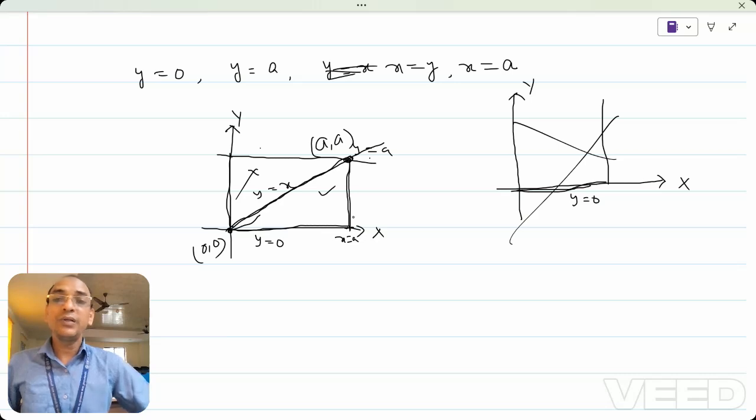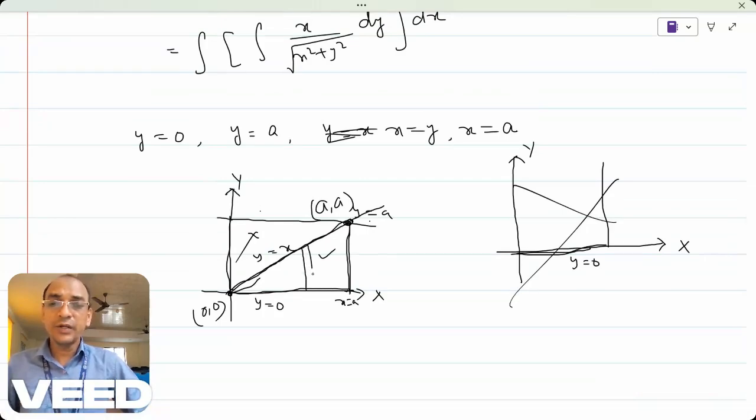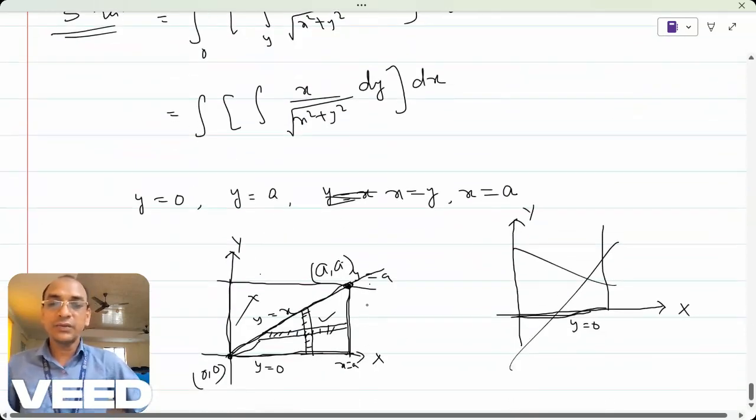But now what we will do is change it. Initially I had the limits like this. This is the limit of y: y starts from y equal to 0 and goes up to y equal to a, the maximum value of y. And x was like this, left to right, starting from x equal to y, which is the lower limit, the left side, and the right side is x equal to a.